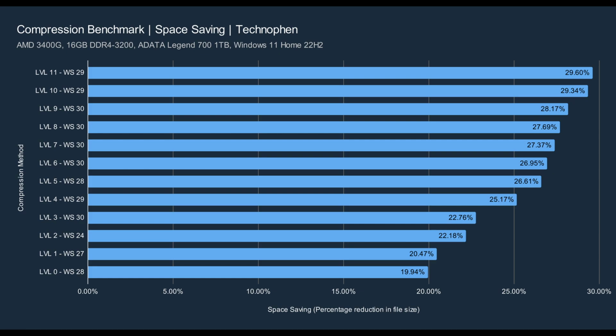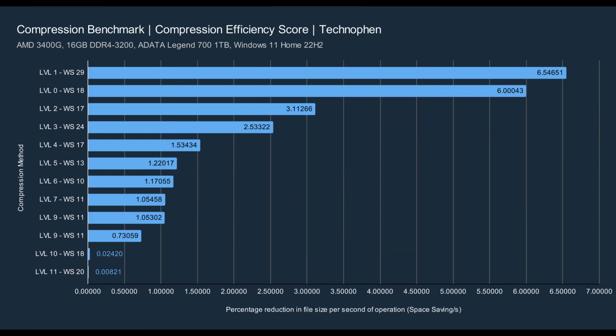For space saving, level 11 at window size 29 beats all at 29.60%. Level 10 with the same window size is just 0.26% behind. But level 9 with window size 30 has a much larger gap, around 1.17% lower than level 10. In efficiency, level 1 with window size 29 is the king, with a score of 6.54. Level 0 with window size 18 at 6 is half a point behind, and in level 2 with window size 17, we got a score of 3.11.